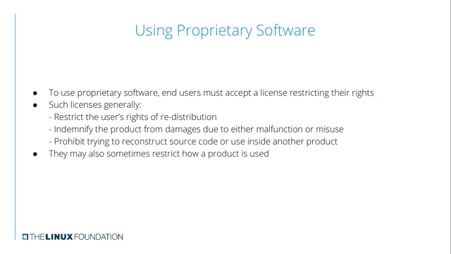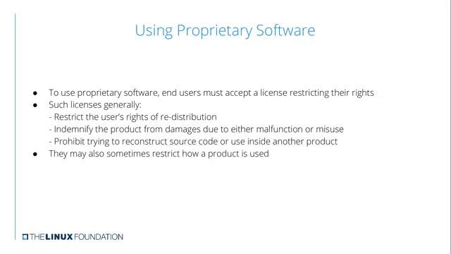Now, if you use proprietary software, you have to sign a license, and that license will restrict the rights. Such licenses generally say you can't redistribute the software. They protect the owner of the software from any damages that will be due to either the misuse or malfunction of the software. In other words, they identify the people you got the software from, and you're not allowed to reconstruct the source code or use it inside another product. There may even be restrictions on how a product is used.